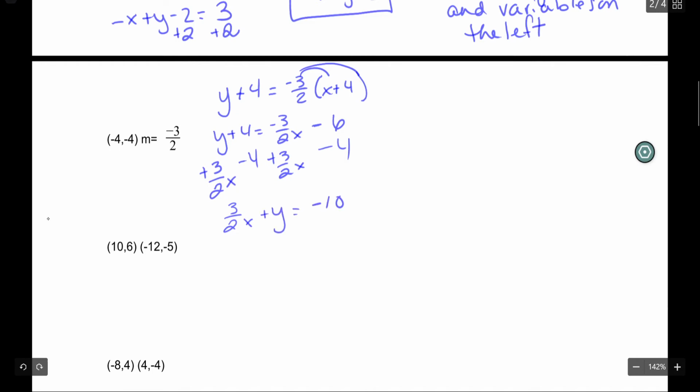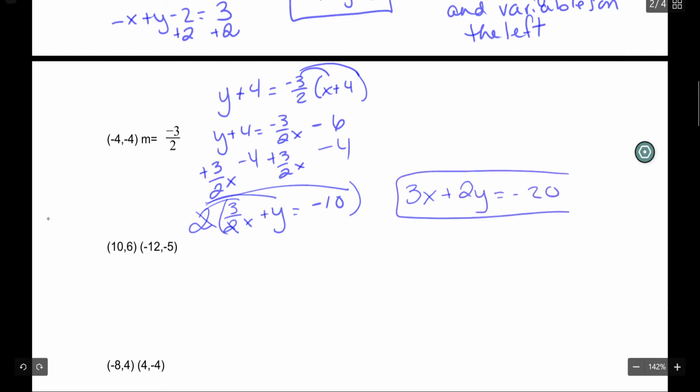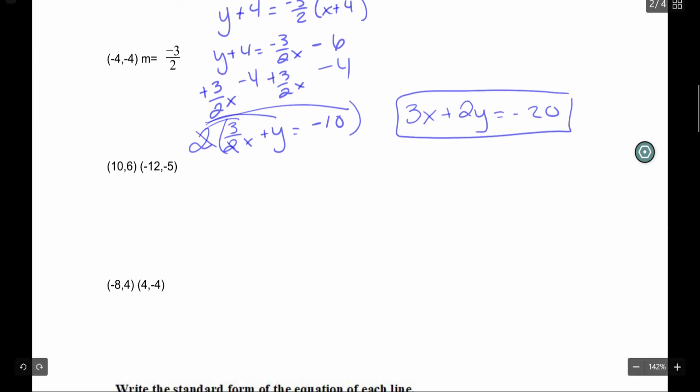Okay, remember I said you couldn't have fractions. To get rid of that fraction, we multiply by the denominator. So we're going to multiply everything by 2. That just cancels out my denominator on this one. This leaves us with 3x. 2 times y is 2y. 2 times negative 10 is negative 20. And there's your answer. Okay, we'll leave the other two for in class.